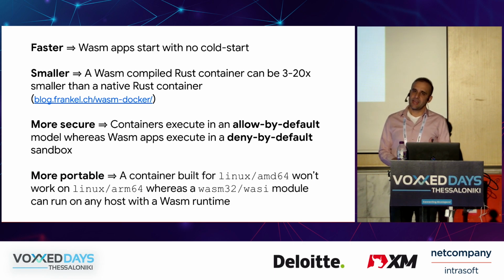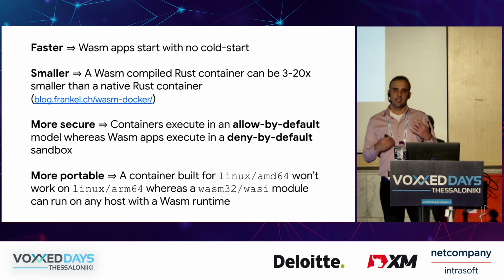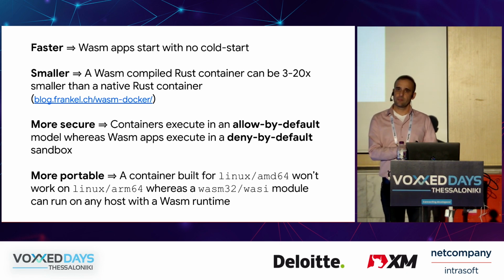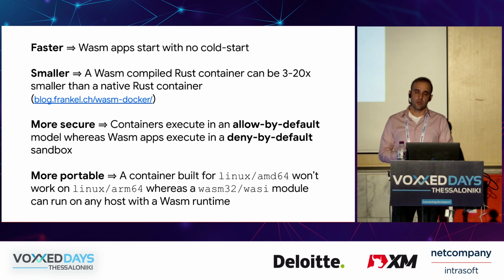And more portable. Again, this is one of those things that we tend to forget. If you build a container for, say, Linux AMD64 architecture, that container is not going to work on Linux ARM64 architecture, even though they are both Linux, right? And forget about running the container on a Windows architecture. Whereas if you compile your WebAssembly module to a Wasm WASI module, which means WebAssembly with WASI enabled, you can run the module anywhere, basically. All you need is a Wasm runtime. So the portability story is much better on WebAssembly.